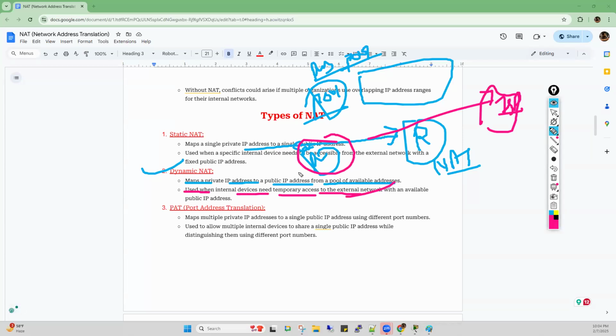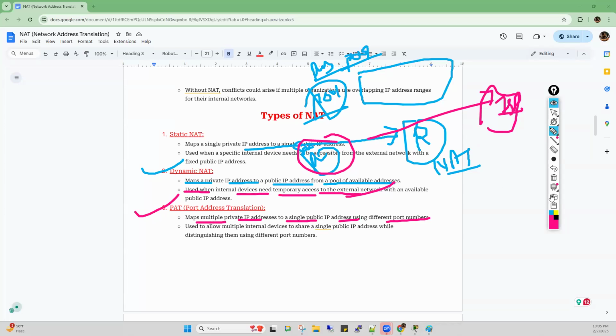Yes. Guys, the next one is called PAT. PAT means Port Address Translation. Basically, nowadays we are not even translating the IP address alone, because there is a limited number of IP addresses in the world. So nowadays we have an enhanced concept called PAT, Port Address Translation. It uses multiple private IP addresses to a single public IP address using different port numbers.